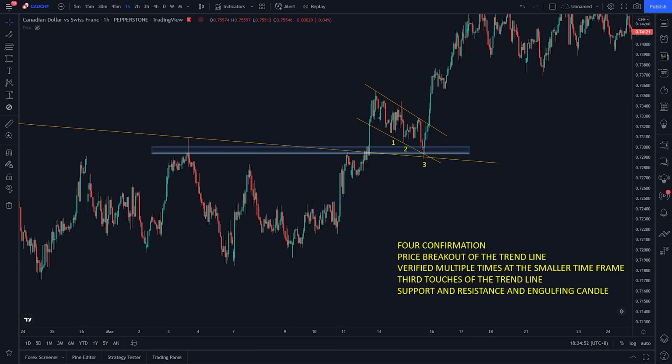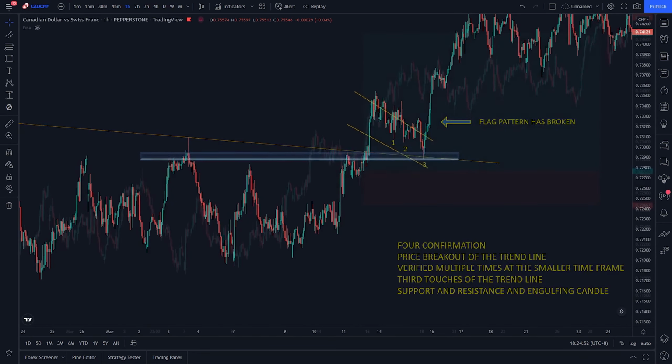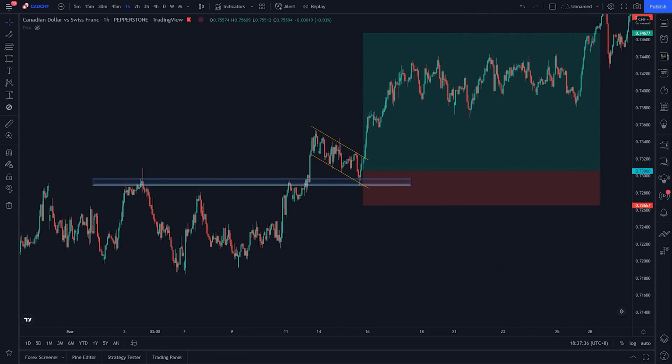If you are a more conservative trader you can choose to trade after the flag pattern has broken. There is no good or bad, it depends on your trading style. And my stop loss will be placed in this area.